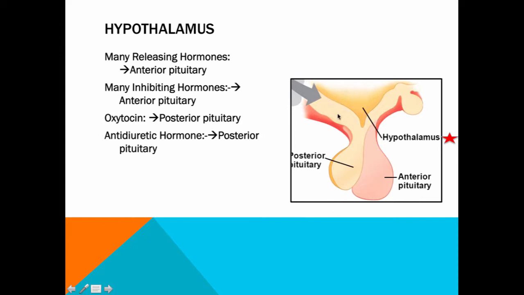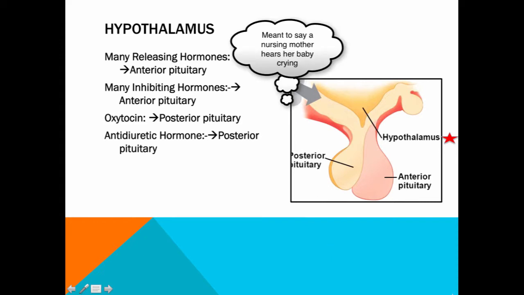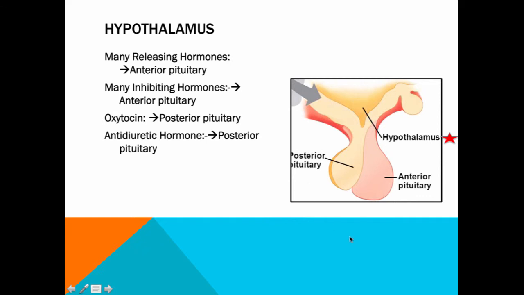Next, we're going to talk about the hypothalamus. And the hypothalamus is important because it sort of acts as a liaison between the nervous system and the endocrine system. So you're receiving sensory information from the nervous system, and the hypothalamus sort of takes that information and tells you whether or not to release a hormone. So say a mother hears a baby crying, and then the hypothalamus takes that information and in turn tells your body to release a hormone to start milk production.